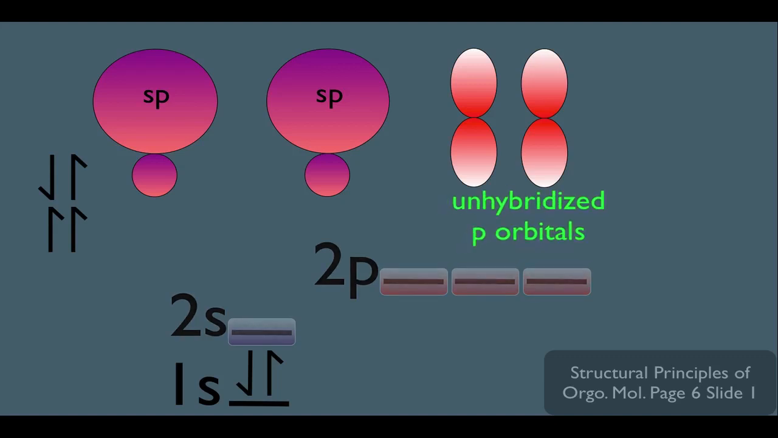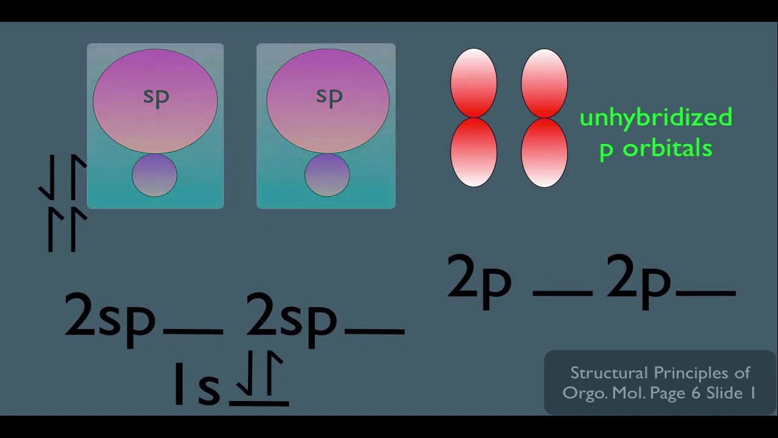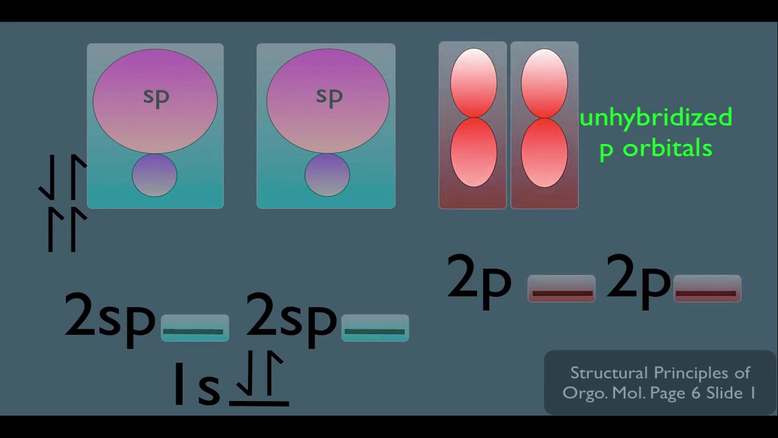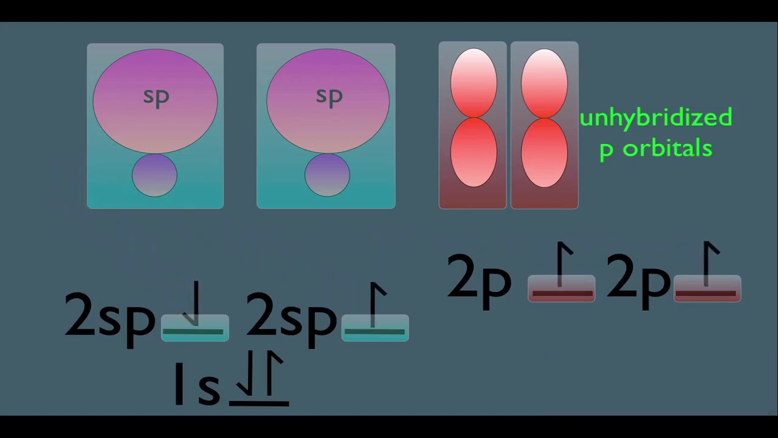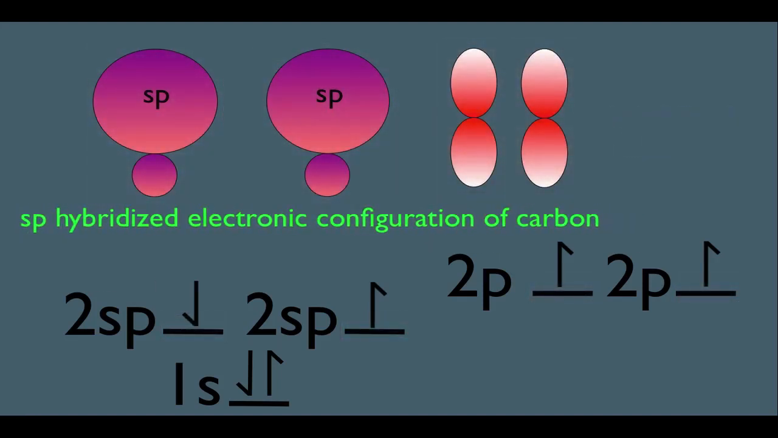So let's see what happens here to the electronic configuration of carbon. This is our new layout here, which means these sp orbitals right here are these sp orbitals here, and the two unhybridized p orbitals right here are these right here. And of course, let's put the electrons back, one in each orbital here. And what we have is the electronic configuration of an sp hybridized carbon.